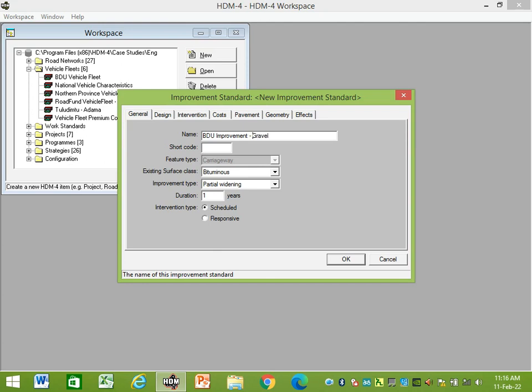You can even put dash here. No problem. Improvement gravel. Code is B. We can put, I think, as B, DU, improvement, gravel. BDU, improvement, gravel road. This is very important. It's very important.